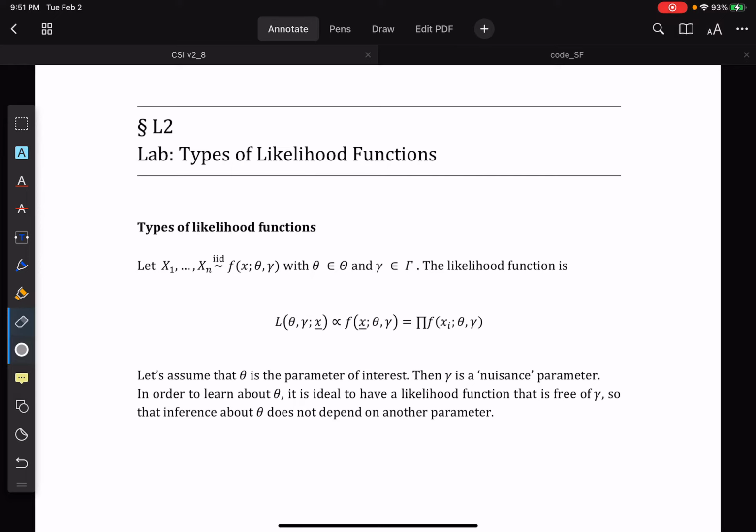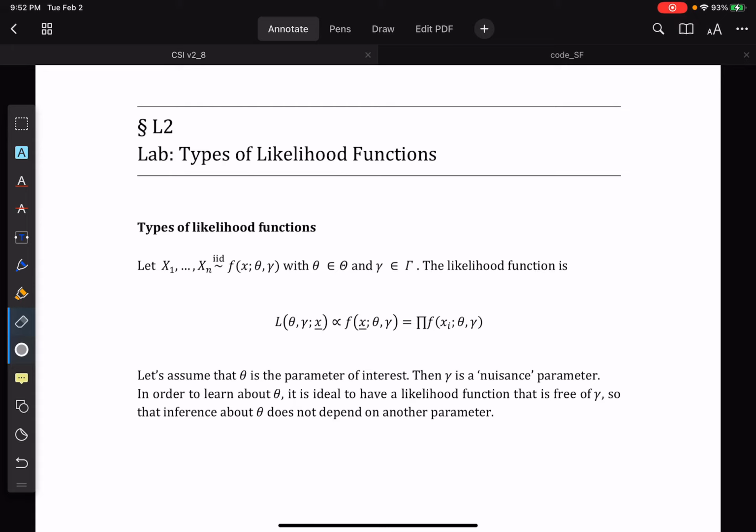So this is Lab 2. We're going to be taking a look at different types of likelihood functions. And by different types, I mean generically how we will handle and view and deal with parameters in a likelihood function, and not which model we are going to look at.